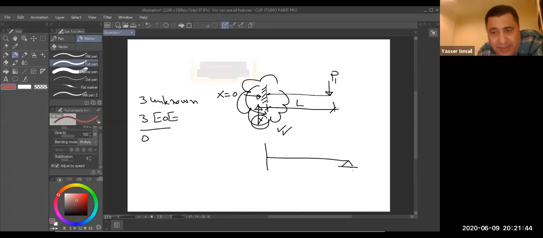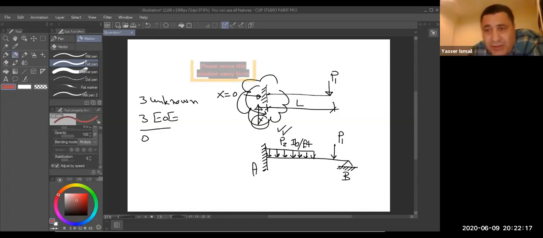Same. This is hinged, and this is fixed end. And you have uniform load, and concentrated load, B1, B2, pound per feet, and you have support A, fixed end, and B. Okay, what is the problem now, guys?